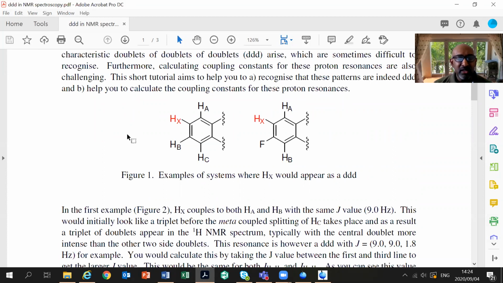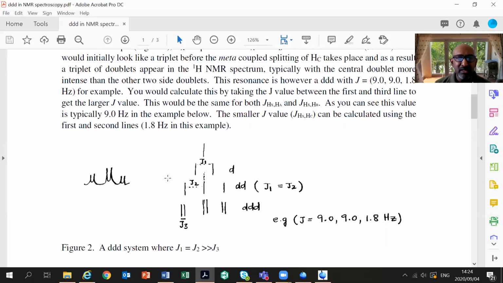And if I look at 2 to 3 Hertz, it's much smaller than 8 Hertz, so it's not going to overlap with anything. So you can see if I split each of these lines into a 2 Hertz coupling, a 2 Hertz coupling, and a 2 Hertz coupling, I can see each of these doublets. All right, so this is a doublet of doublets, right? A DDD, right? Doublets of doublets with coupling constants 9 Hertz and 9 Hertz.